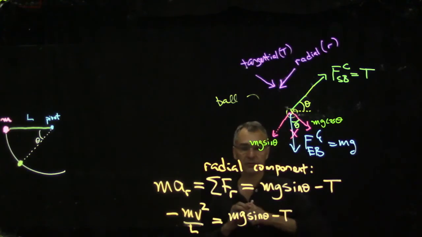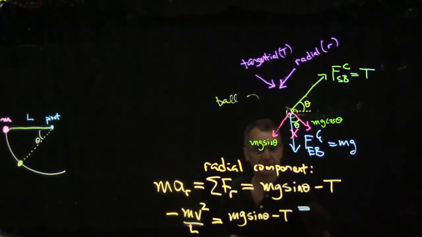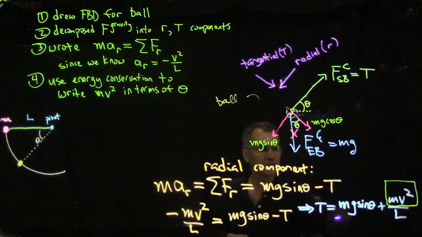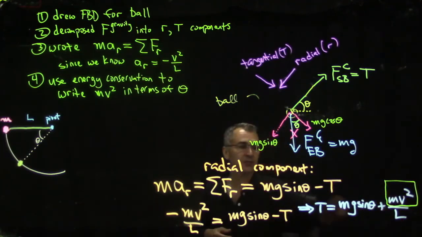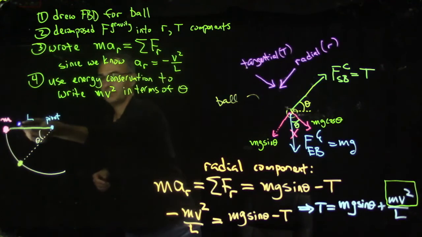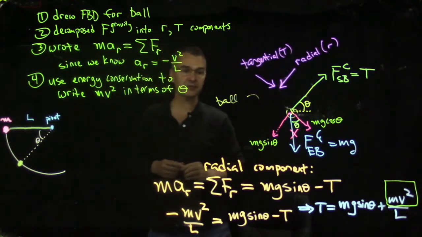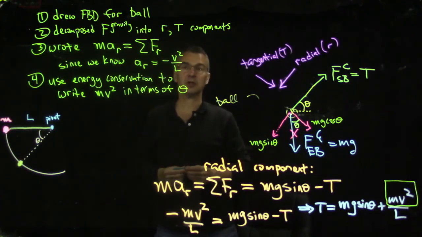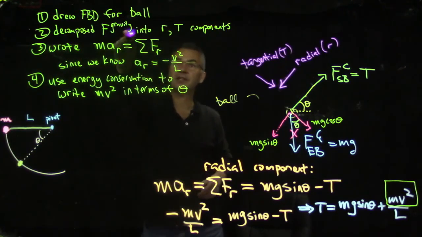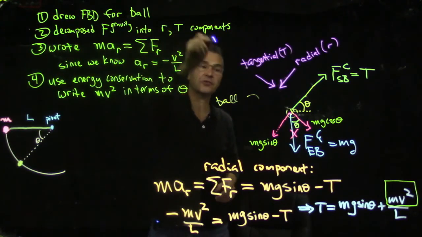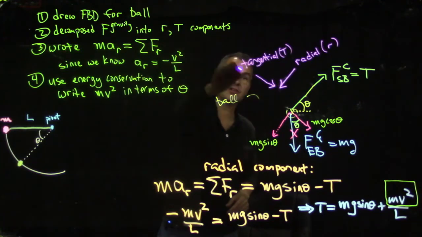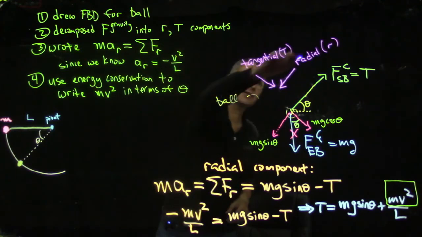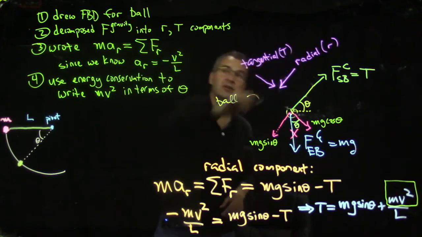Then we can solve for the string tension. So the tension is mg sine theta plus mv squared over L, since L is the radius of the circle, because the string is of length L. Let's just recap what we did. We drew a free body diagram for the ball. Then we decomposed gravity into radial and tangential components. So here's the tangential direction, which I'm calling T. Here's the radial direction, which I'm calling R.